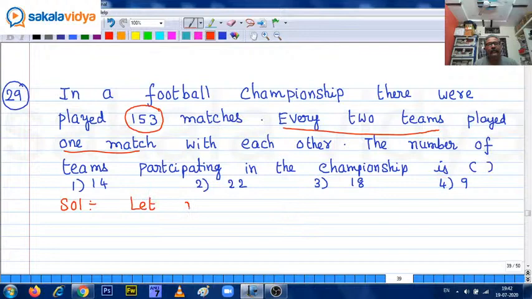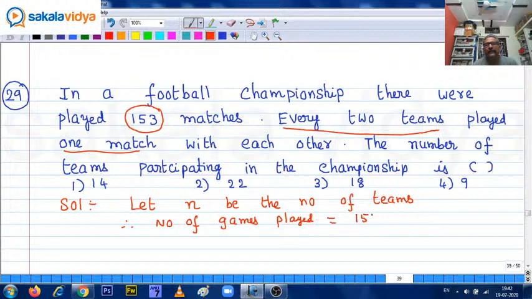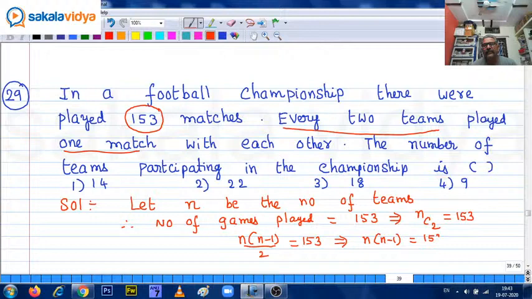Let n be the number of teams participated in the championship. Therefore the number of games played as per this condition is equal to 153, given. That implies NC2 equals 153. Selection of two teams out of n teams is NC2. This is a formula. NC2, we know, is n times n minus 1 upon 2 equals 153. Now n times n minus 1 is equal to 153 times 2. This needs to be expressed as the product of two consecutive integers.